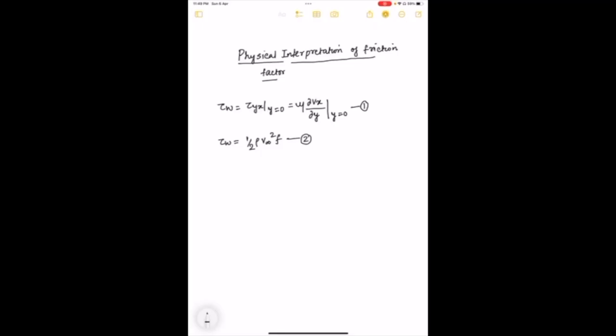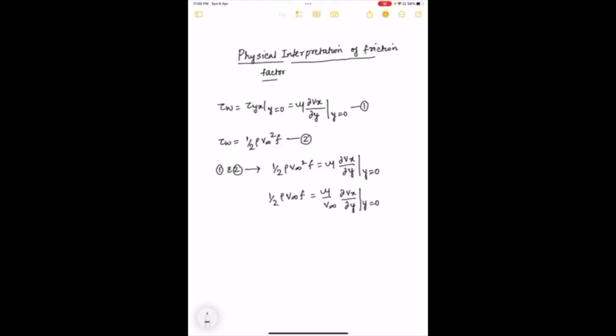Now let's combine equation 1 and 2. Combining equation 1 and 2, we get half rho V infinite square into f equals mu dou Vx upon dou Y at Y equals 0. So let's take V infinity to the right hand side. We will get half rho V infinite into friction factor equals mu by V infinite into dou Vx upon dou Y at Y equals 0.